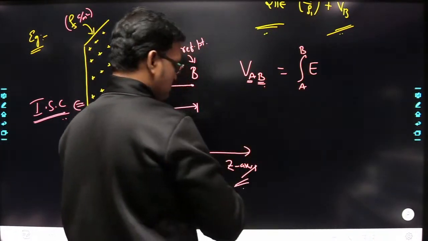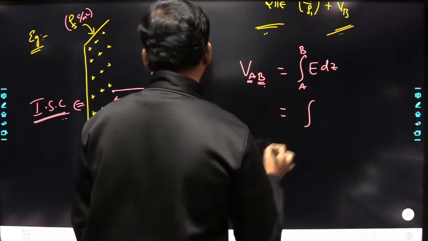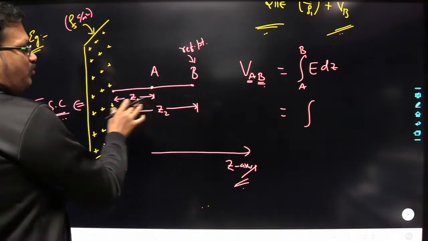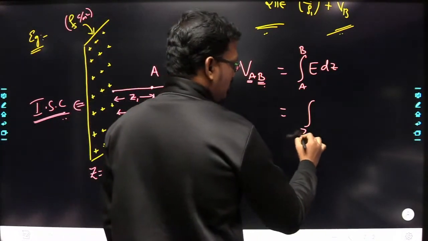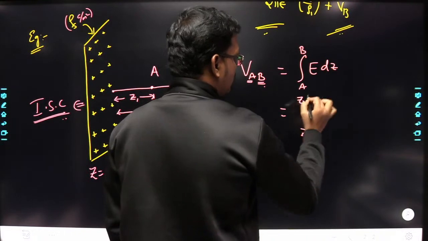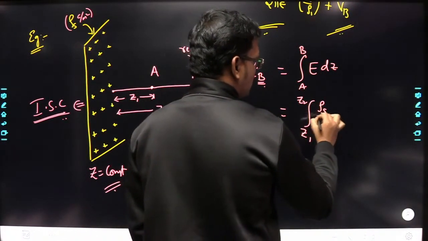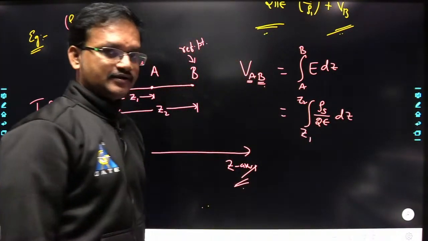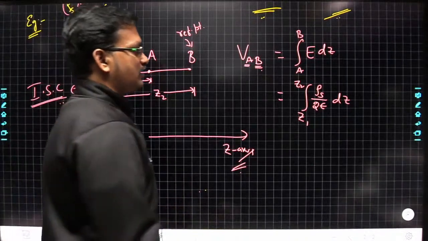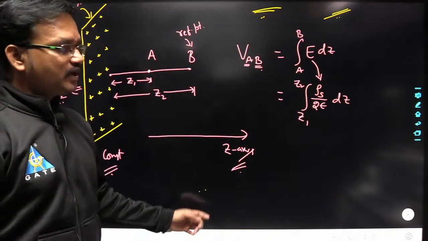So VAB is equal to the integral from A to B of E into dz, since the variable is along z. Point A is at a distance z1 and point B is at a distance z2, so you have to integrate from z1 to z2. The electric field due to an infinite sheet charge is nothing but rho s by 2 epsilon, so rho s by 2 epsilon dz. We have already studied that the electric field due to an infinite sheet charge is rho s by 2 epsilon.